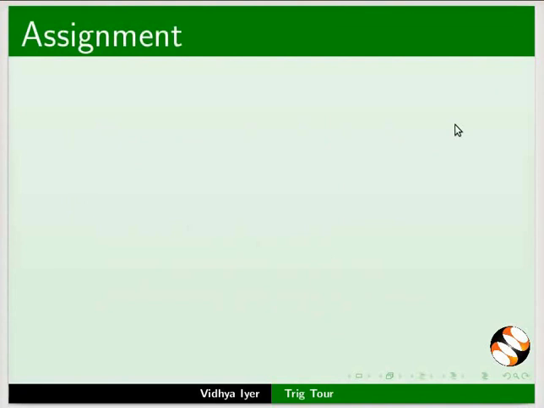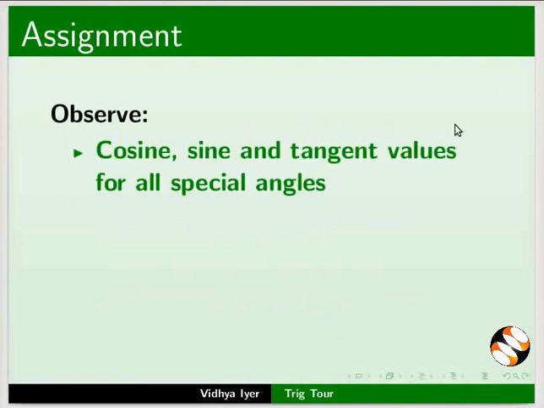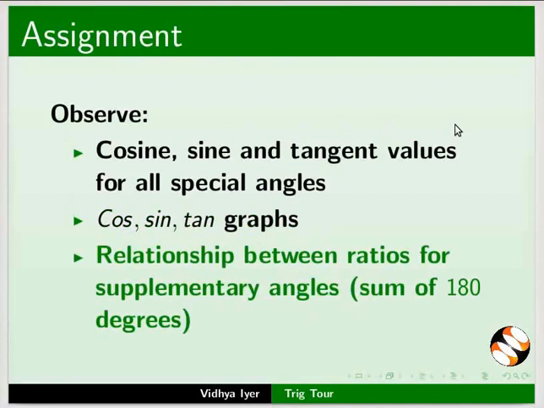As an assignment, observe cosine, sine and tangent values for all special angles, cosine, sine and tangent graphs, relationship between ratios for supplementary angles. The sum of supplementary angles is 180 degrees.